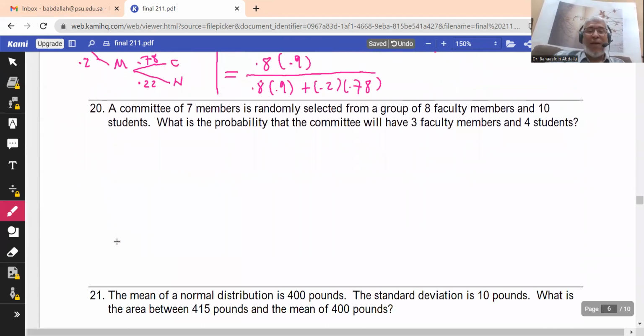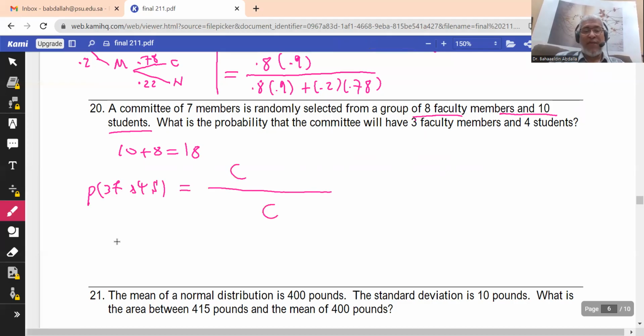Okay, 20. A committee of 7 members is randomly selected from a group of 8 faculty members and 10 students. So we have 10 plus 8, we have 18, and we need to select 7 of them as a committee. What is the probability that the committee will have 3 faculty members and 4 students? This is again a hypergeometric distribution, 3 faculty and 4 students.